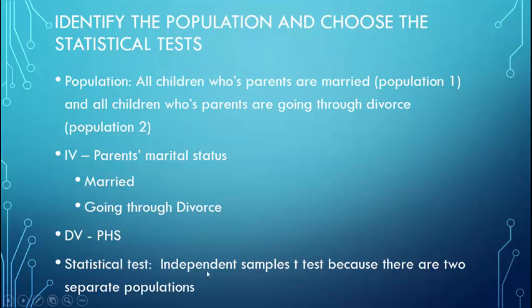And our dependent variable is this physical health score, PHS. And as I said, we'll be doing an independent samples t-test because there are two separate groups with different people in each group.